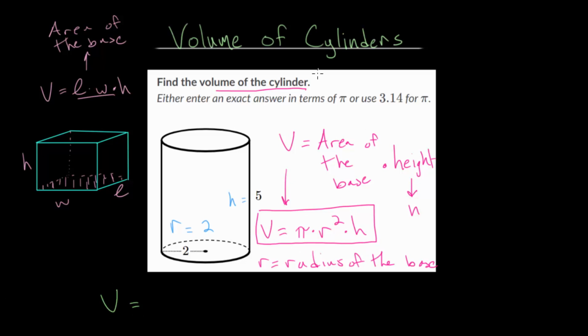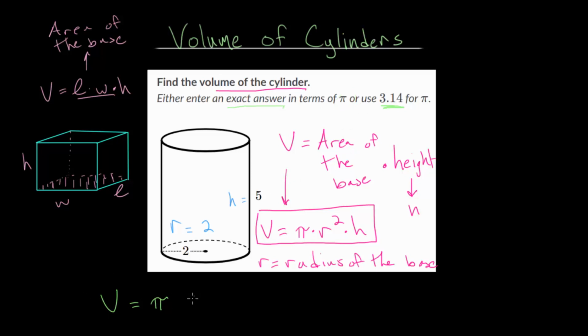So the volume of this cylinder is pi, and remember that pi can be rounded as 3.14, but in reality it's an irrational number. So if we decide to use 3.14, then we're actually rounding the volume slightly. So if we want to leave it as an exact answer, we will just use the symbol pi in our answer.